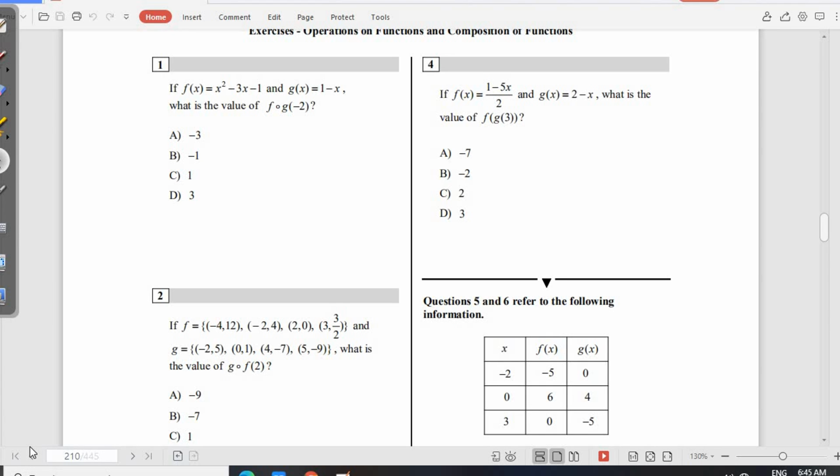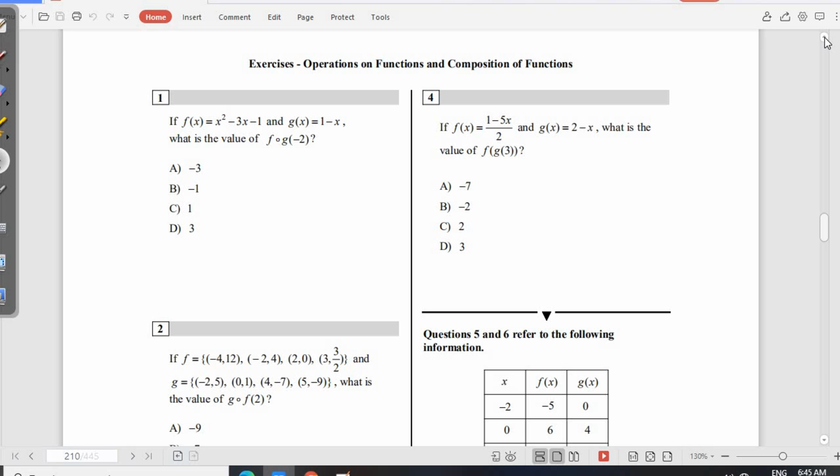So we want to begin with this chapter. This chapter talks about functions, exponential functions, and things of that nature. What happens with exponential functions? You could easily solve question number one. Question number one said if f of x equal to x squared minus 3x minus 1 and g of x is this, what's the value of f of g of minus 2?